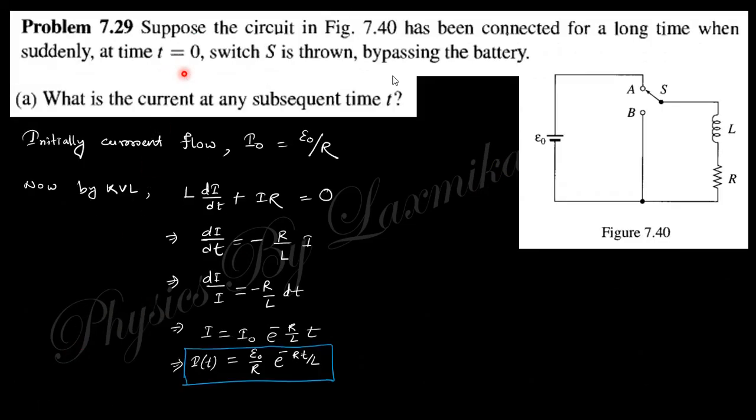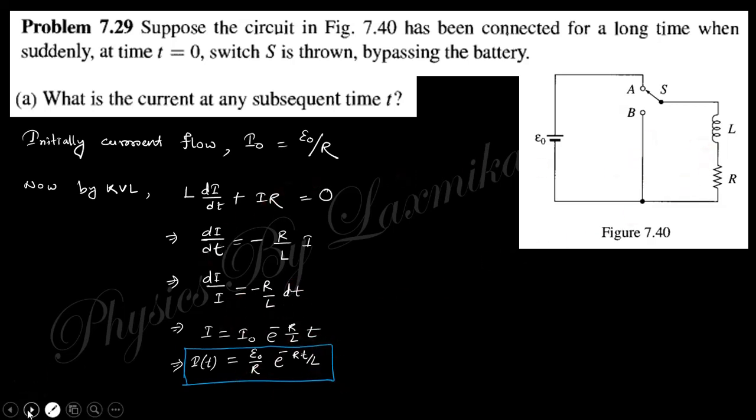Suppose the circuit in figure 7.40 has been connected for a long time when suddenly at t equals 0 the switch bypasses the battery. When this is a long time, this will be saturated. So the saturation current will be epsilon by R, right? Now this is connected with that, that is, the battery is removed actually. So using KVL, Kirchhoff's voltage law, voltage across the L is L di dt and voltage across the R is IR, and the total EMF equals 0. Just rearranging them and integrating, you can easily find the current at any instant.